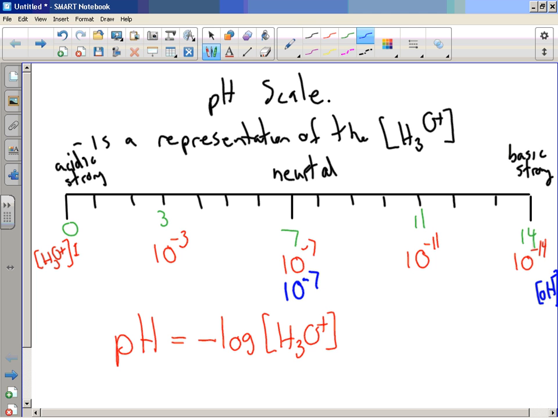And this is a good place to stop, and I'll continue the discussion tomorrow and talk about how we can calculate pHs for some mid-ranges, like what does a pH of 3.75 mean? How much H3O plus is in that? So we'll do some more complicated calculations, but this is a good place to start.